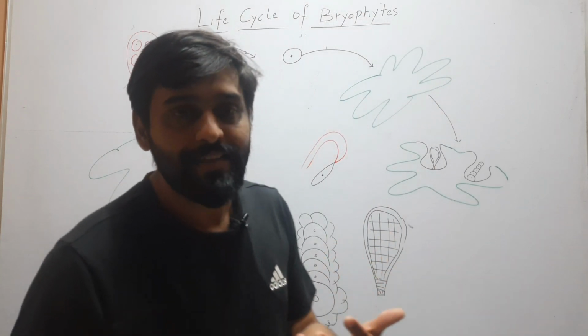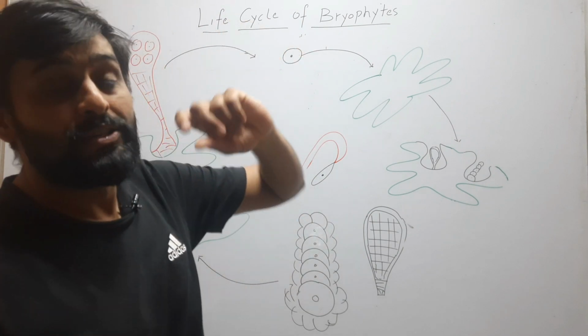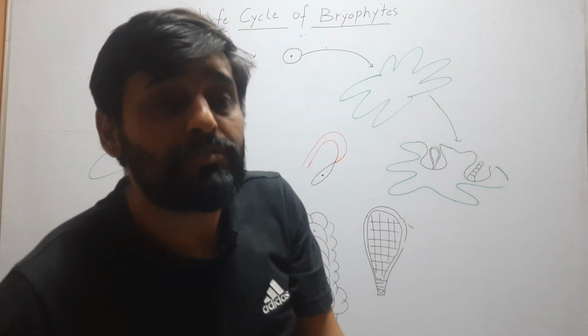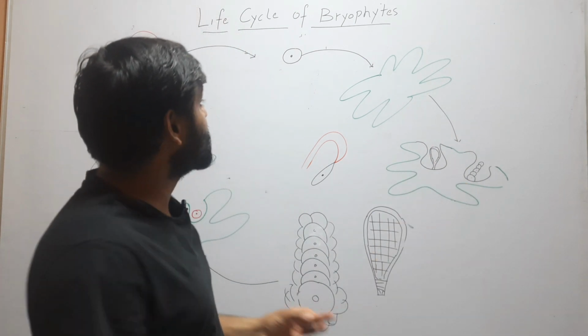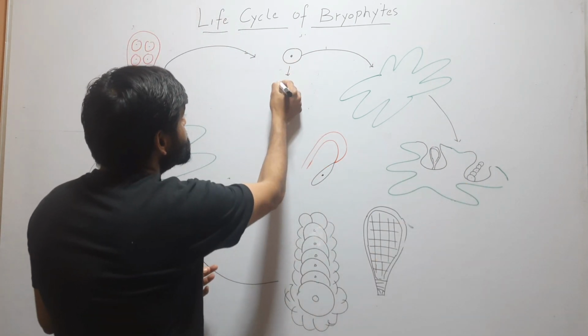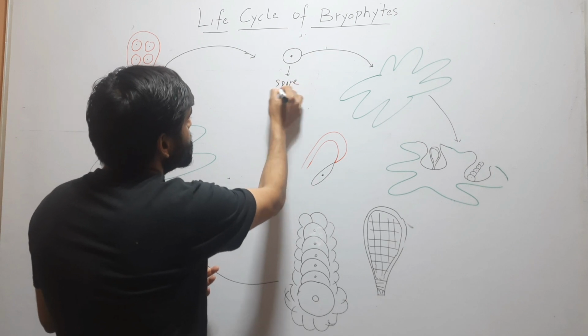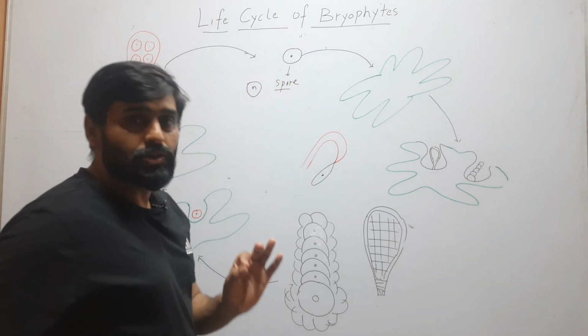In this video, we will discuss the life cycle of bryophytes. The life cycle of bryophytes starts from a haploid single-celled small structure that is called a spore. So this is a spore. A spore is a haploid unicellular structure.